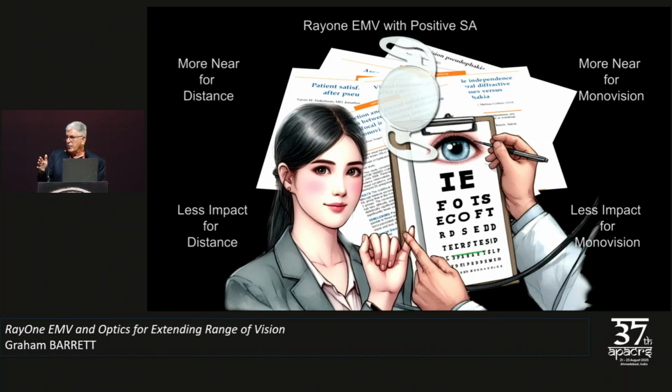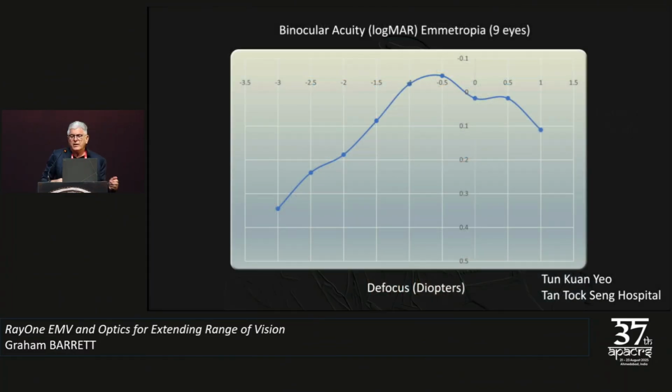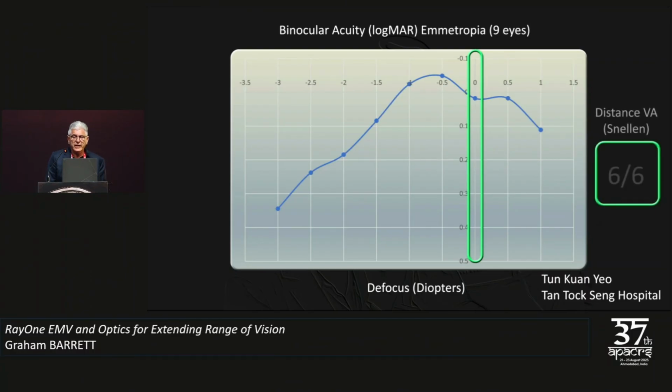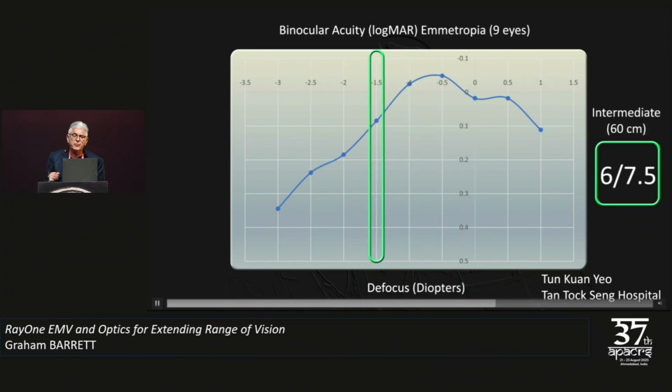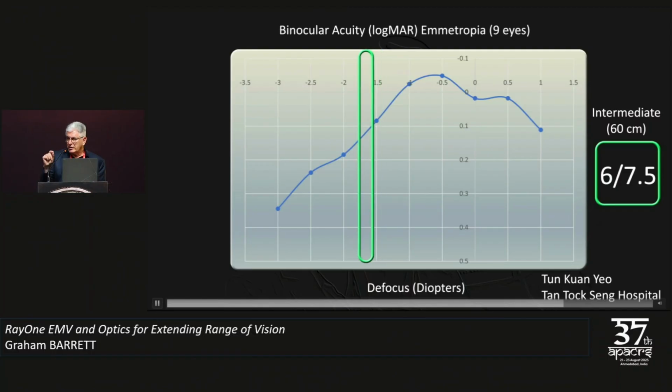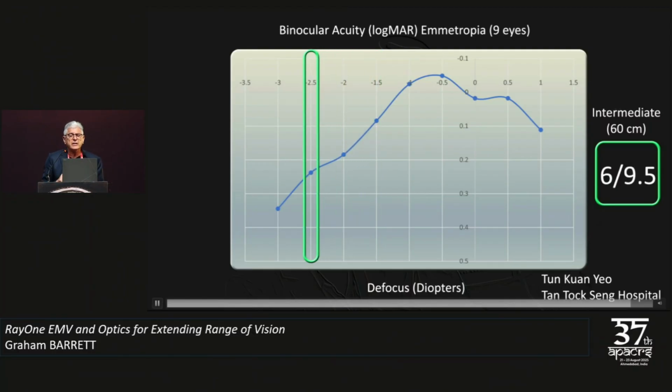And also, if you do use more monovision, say -1, -1.25, there's less impact on the distance vision in that myopic eye. This is a defocus curve from Tung Kwan in Singapore, and he did a comparative study using EMV with emmetropia and using EMV with monovision. If you look at the binocular defocus curve for the emmetropic eye, you can see even down to 40 centimeters, you can maintain 6/9 acuity. So it's a good defocus curve.